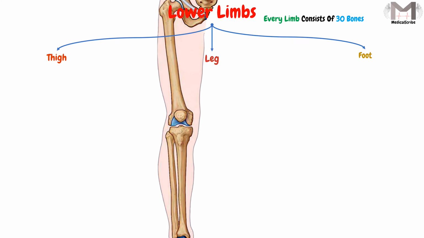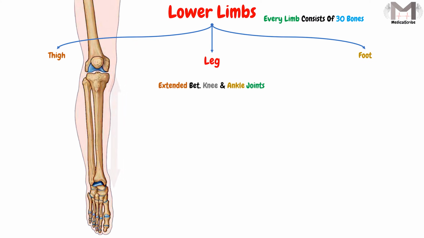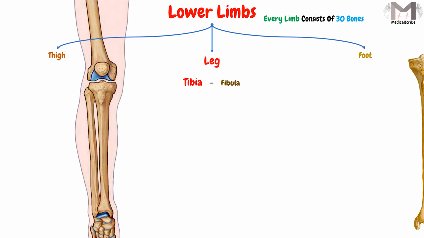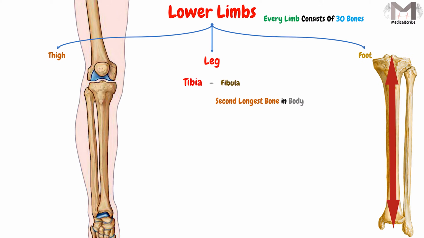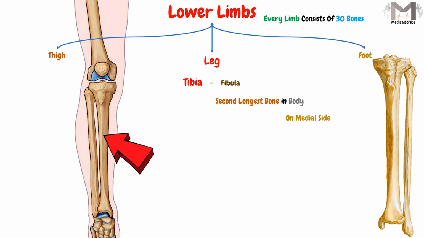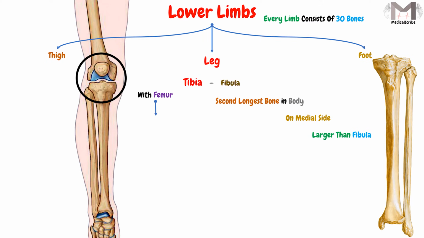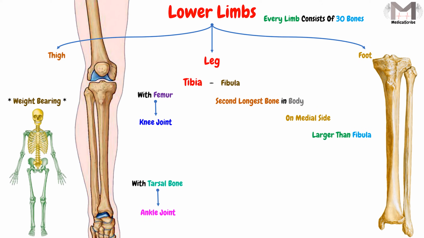While the second region is the leg, but as we said, it extends between the knee and the ankle joints. This region is represented by two bones, which are the tibia and the fibula. So regarding the tibia, it is the second longest bone in the human body after the femur. It's found on the medial side of the leg, and it's larger than the fibula. And it's important to know that it will articulate from above with the femur in the knee joint, and from below, it will articulate with the tarsal bone in the ankle joint. This bone's main function is weight bearing.